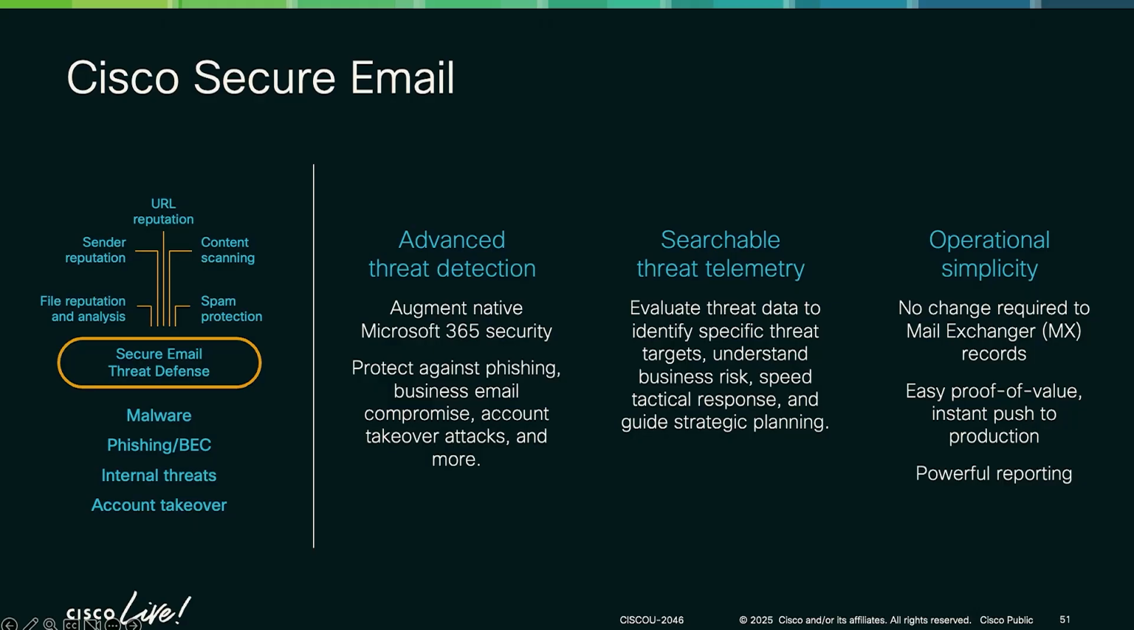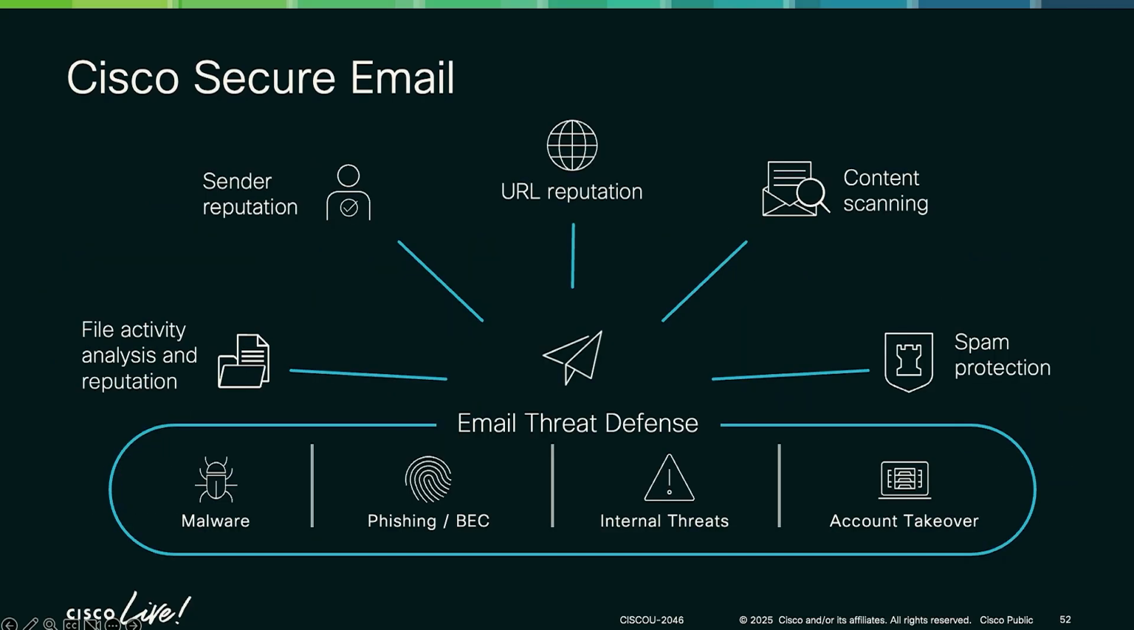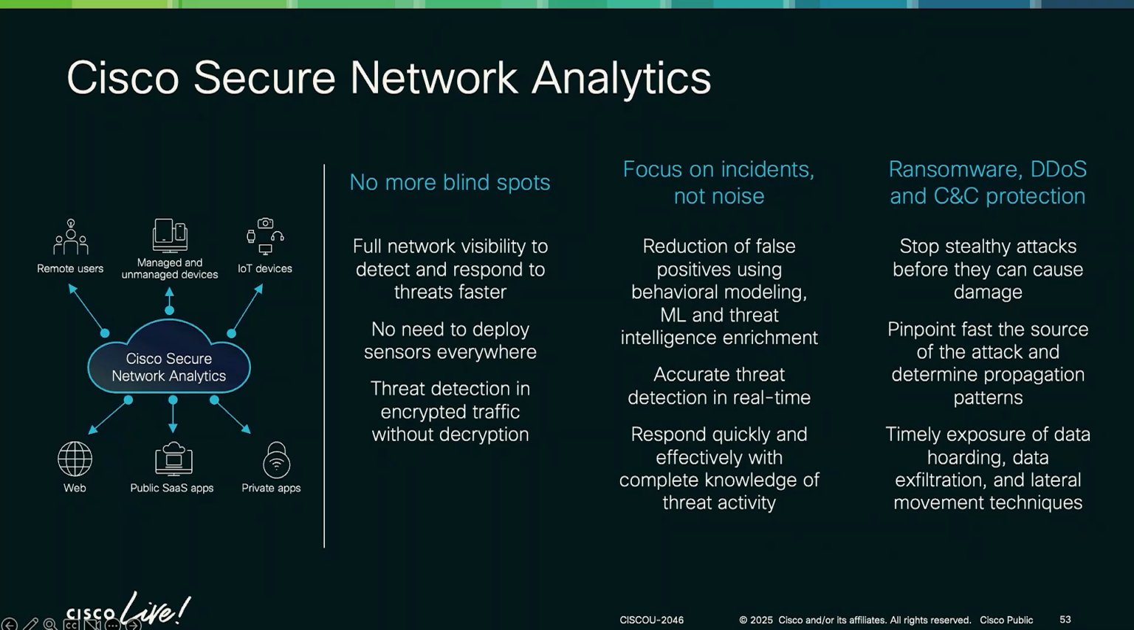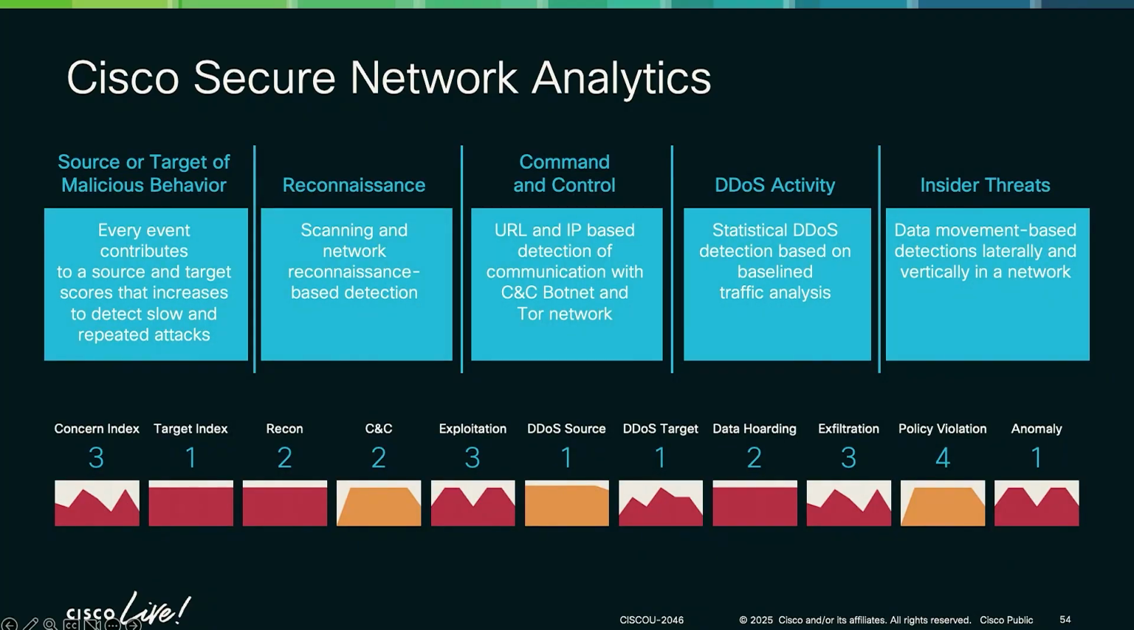Cisco Secure Email is another useful tool. Many pieces of malware start with a phishing email, so having a strong email solution can help you in your strategy to defend against malware. This will also do things like URL reputation scanning, file analysis, and looking for malware. Cisco Secure Network Analytics is another one as well. You can detect things like reconnaissance that is occurring, command and control behaviors, and data exfiltration. Very valuable tool.